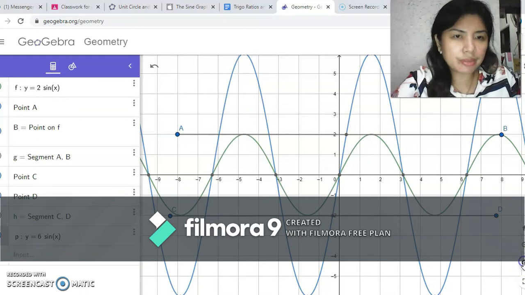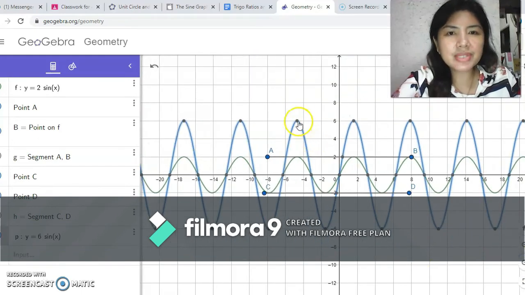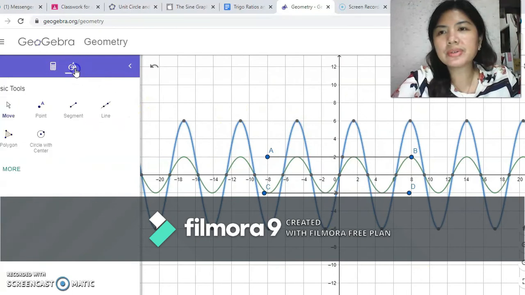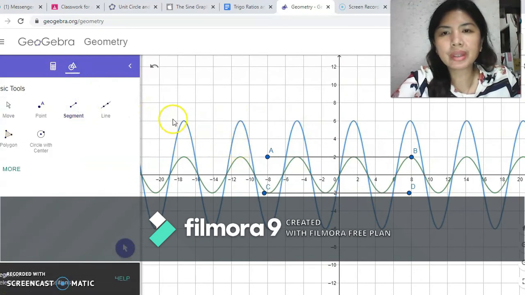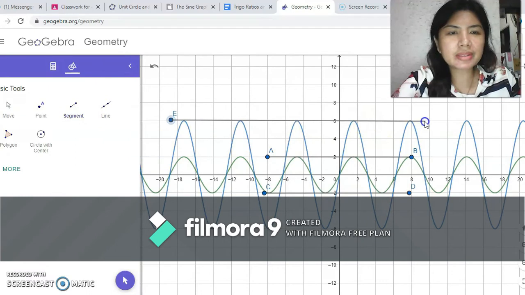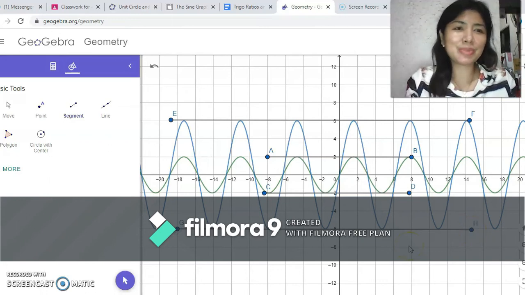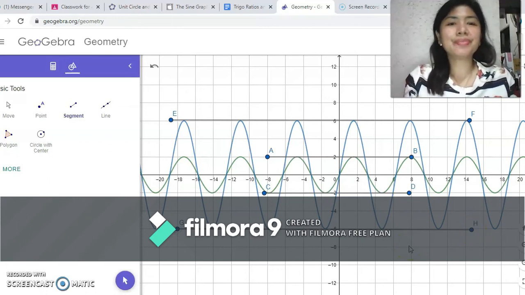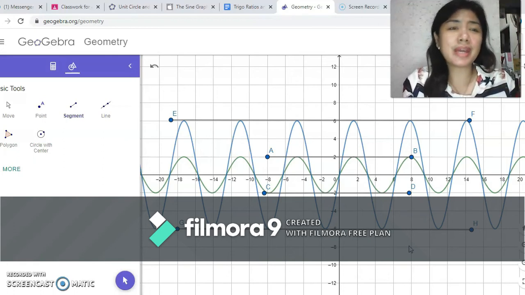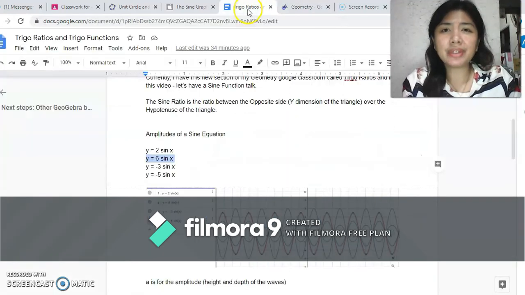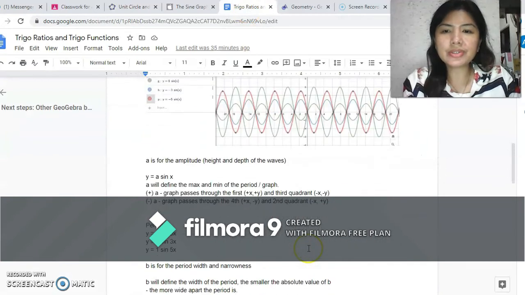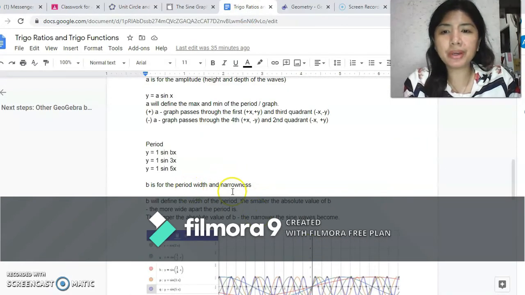We're going to zoom this out to 6. The maximum height is 6, and the maximum depth is 6, or the absolute value of -6 is 6. So A again is the amplitude. Next we have the B. It will now describe the period.